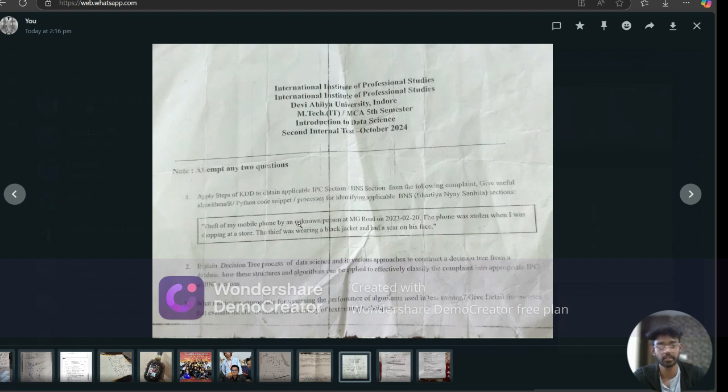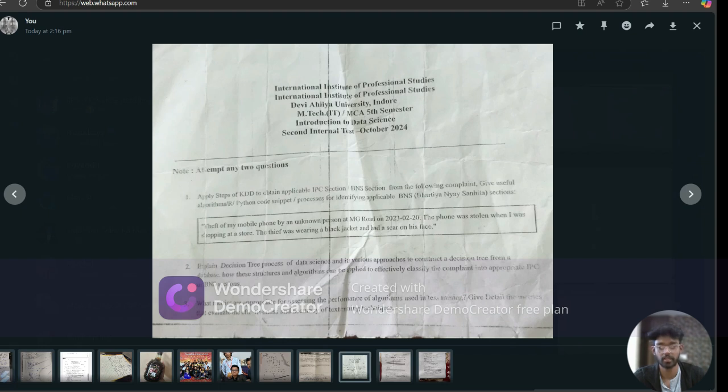Third, data cleaning. Clean the data by removing stop words, punctuation, and special characters. Fourth, data transformation. Transform the data into a suitable format for analysis, such as converting the text into a numerical representation using TF-IDF. Fifth, data mining. Apply data mining techniques such as text classification to identify the applicable IPC section and BNS section.